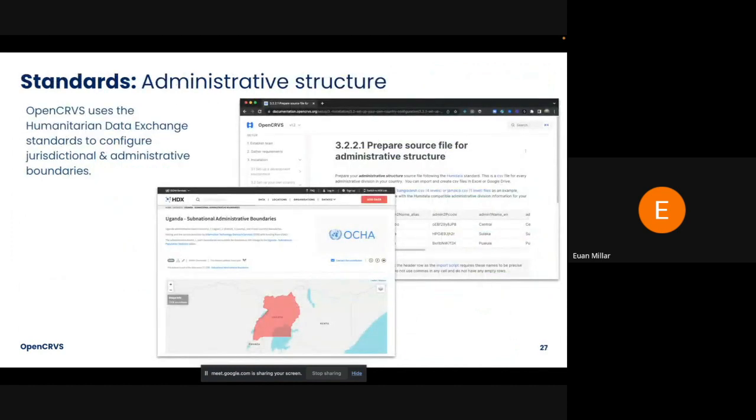So we also are standards compliant with a number of other features which can really help. For example, we use the humanitarian data exchange standards in order to initially configure jurisdictional and administrative boundaries for your country. So all of your states and districts, with all the statistical unique IDs you already use in country, these seamlessly work with OpenCRVS at the point of installation, and you can update them.